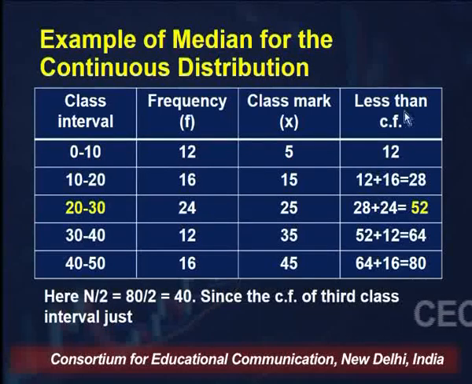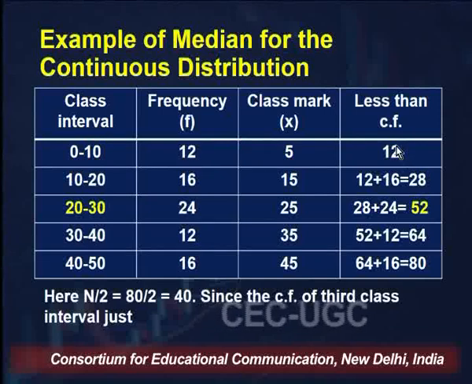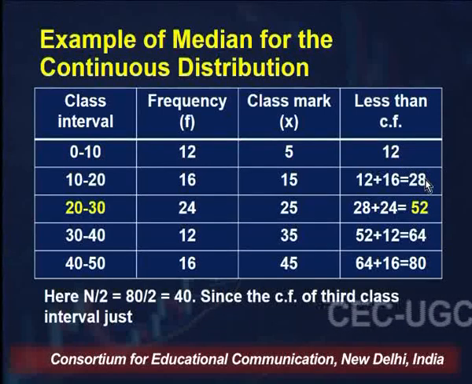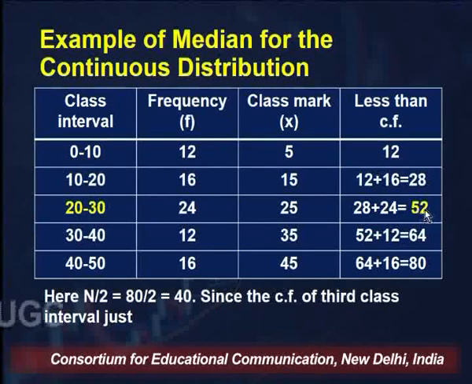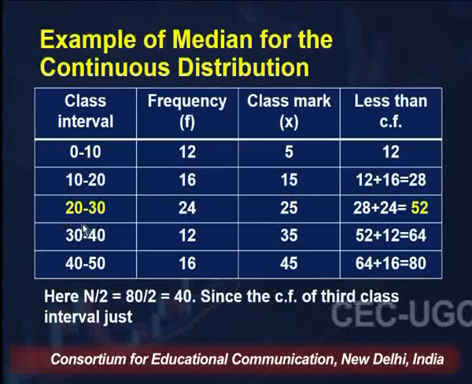So what I will do, I will go to this column, look at the cumulative frequency which just exceeds 40. You can see this 52 just exceeds 40, 12 is smaller than 40, 28 is smaller than 40, but 52 is the first time that the cumulative frequency exceeds 40. Then you just go back and locate the class interval, this 20 to 30 becomes the median class. So we have identified the median class.